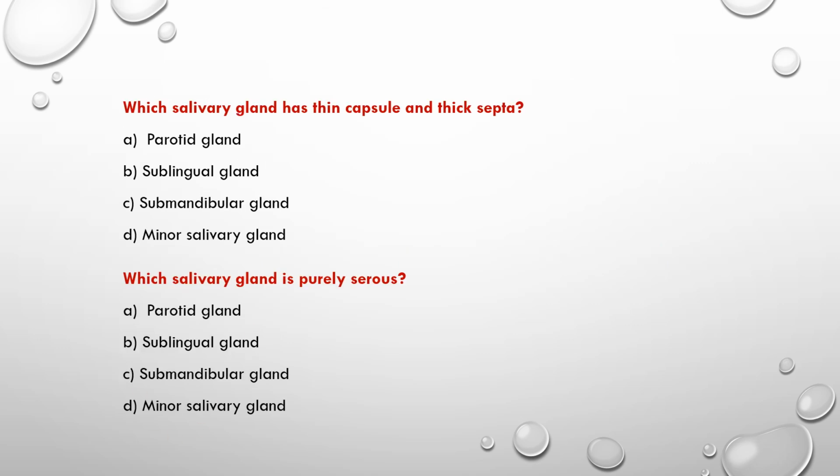Okay, let's take another question. Which salivary gland has a thin capsule and thick septa? Parotid gland, sublingual gland, submandibular gland, minor salivary gland. Okay, the parotid gland has a thick capsule and thick septa. The submandibular salivary gland has a thick capsule and thin septa, while the sublingual salivary gland has a thin capsule and thick septa. So the answer is the sublingual salivary gland.